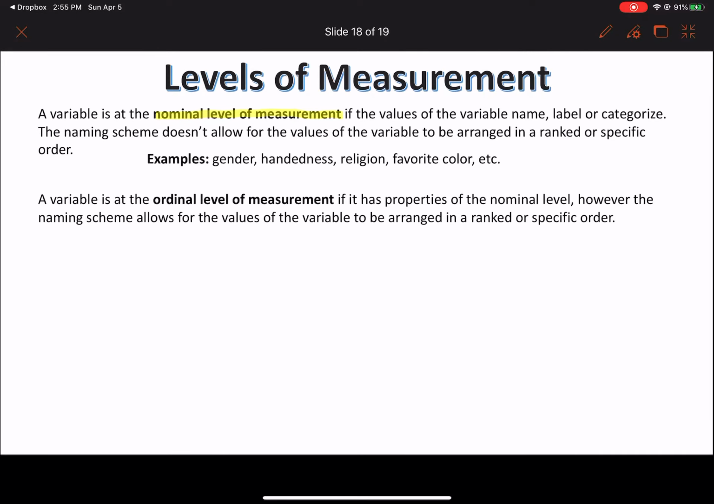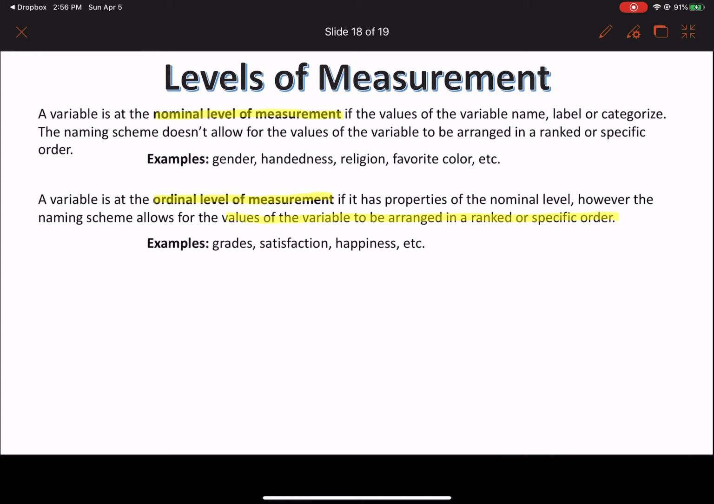Ordinal has the properties of the nominal level, as in most of the time it's not numbers, most of the time it is categories or names. However, the values can be arranged and ranked in a specific order. So for example here, grades. So A, B, C, D, F. Those are ordered in a certain way.